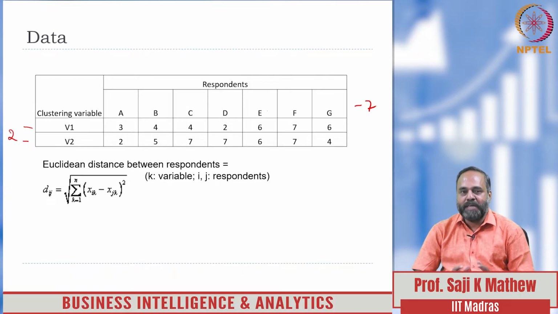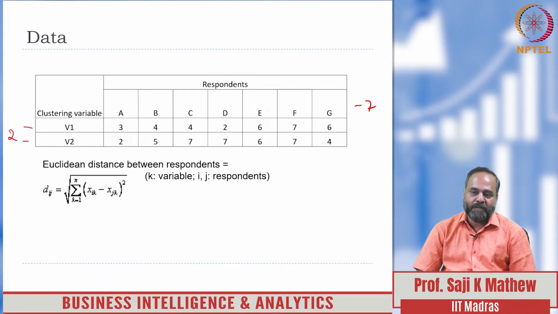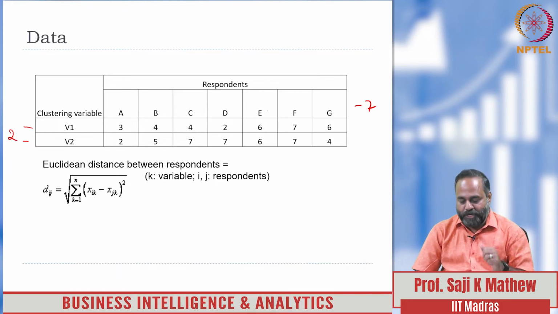In this specific example, we know that these values are the responses given by these respondents to a survey. The data could be obtained in any way. It could be from a database where a prior data exists in terms of customer behavior or customer attributes, etc. Okay. So, we have this data.